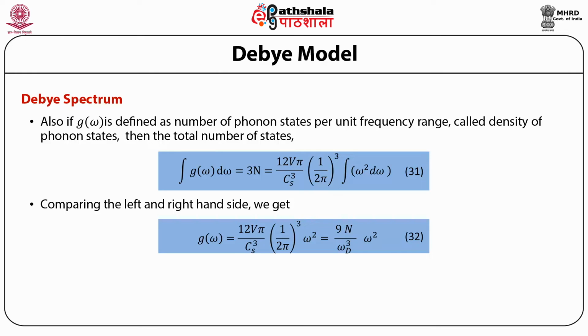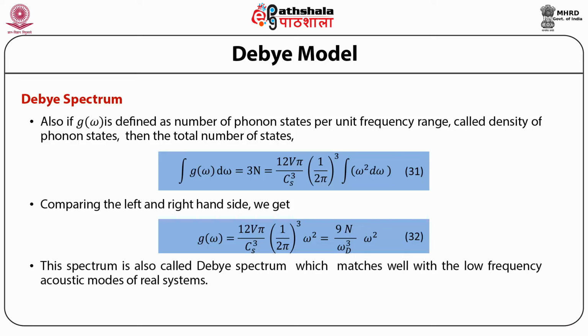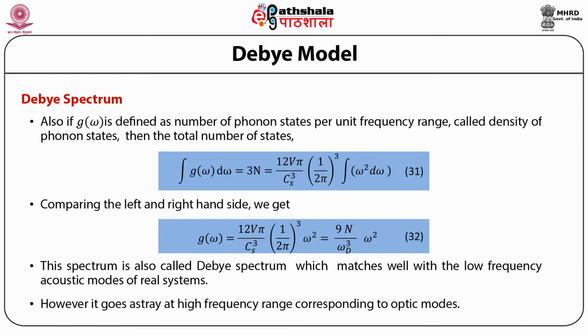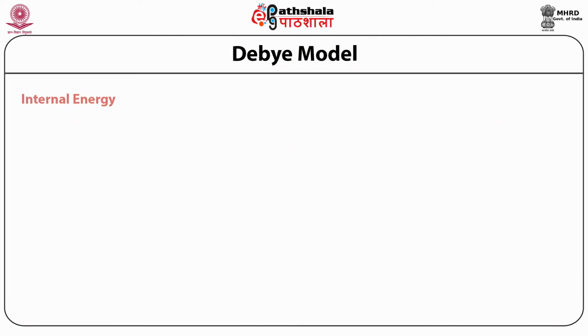multiplied by (1 upon 2π)³ ω², which is equal to 9N upon ω_D cube into ω². This spectrum is called the Debye spectrum, which matches well with the low frequency acoustic modes of real systems. However, it goes astray at the high frequency range corresponding to optic modes. Now let's look at internal energy.